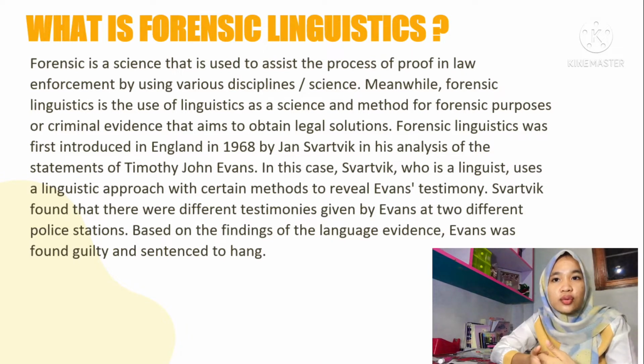Forensic linguistics was first introduced in England in 1968 by John Svartvik in his analysis of the statement of Timothy John Evans. In this case, Svartvik, who is a linguist, used a linguistic approach with certain methods to reveal Evans' testimony. Svartvik found that there were different testimonies given by Evans at two different police stations. Based on the finding of the language evidence, Evans was found guilty and sentenced to hang.